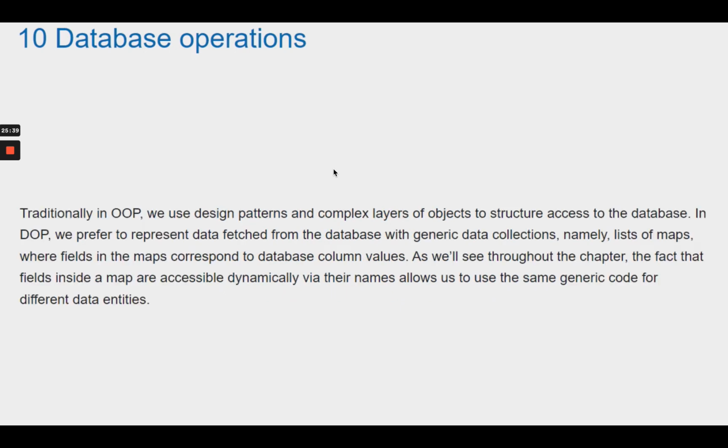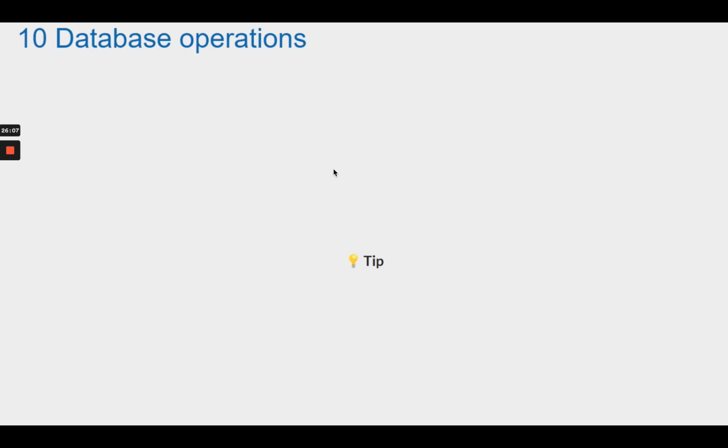Traditionally in OOP, we use design patterns and complex layers of objects to structure access to the database. In DOP, we prefer to represent data fetched from the database with generic data collections, namely lists of maps, where fields in the maps correspond to database column values. As we'll see throughout the chapter, the fact that fields inside a map are accessible dynamically via their names allows us to use the same generic code for different data entities. Tip: the best way to manipulate data is to represent data as data.